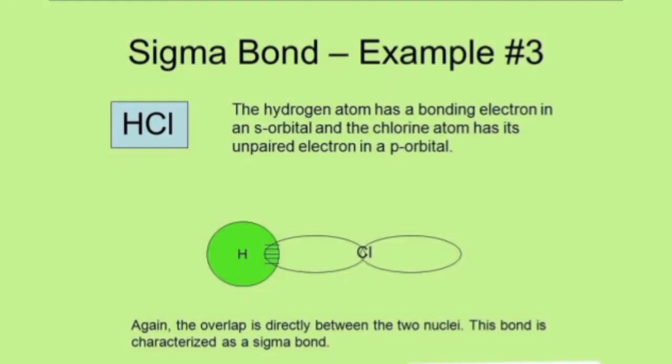The third example is hydrochloric acid, as hydrogen has its one electron in an s orbital and chlorine has its one unpaired electron in the p orbital. They overlap. The overlap is directly between the two nuclei. The bond formation here occurs as a sigma bond.